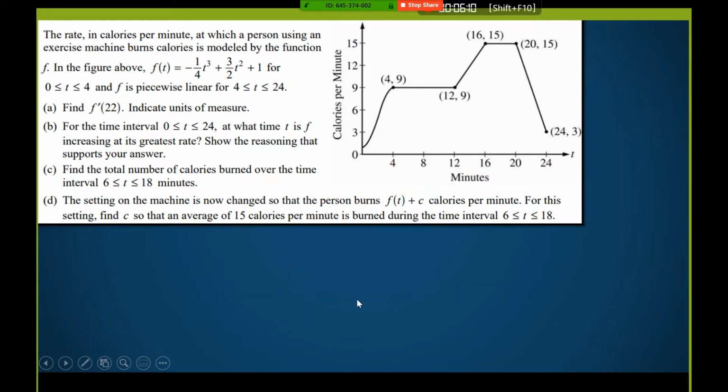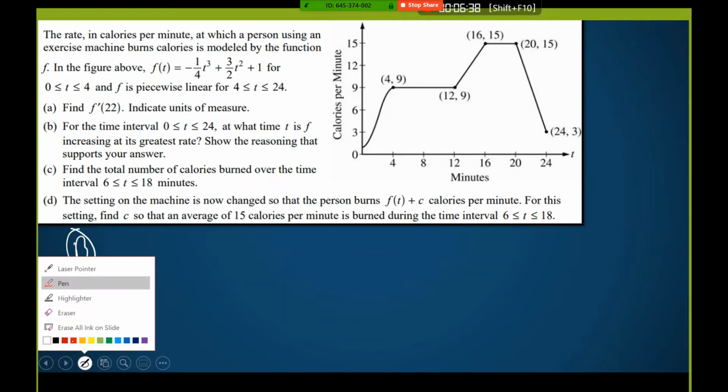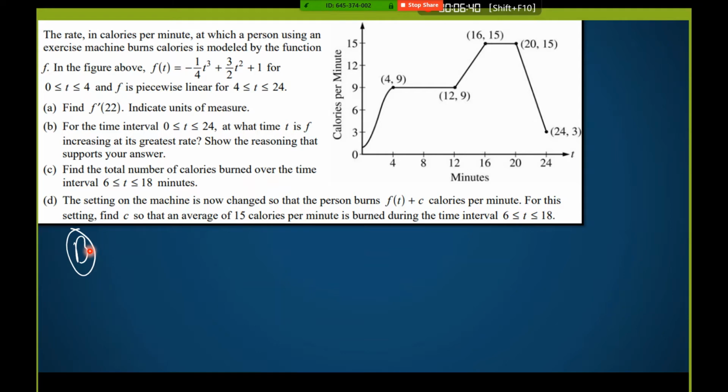Okay. For part B, we want to know at what time is f growing, increasing at the fastest rate, and then show the reasoning that supports our answer. So first, I'm going to jump over to Nikita. Nikita, can you give me 2 time intervals, so from what time to what time, where f is increasing? So where on this graph is f increasing?